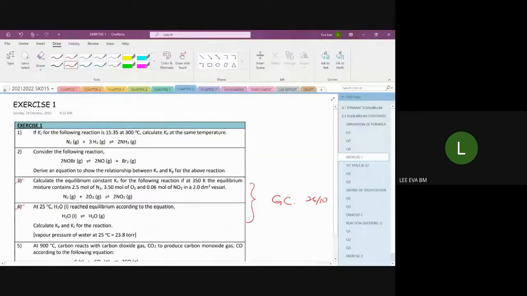Okay, lepas tu madam nak proceed kepada example yang seterusnya. Yang tadi simple kan soalan dia. Okay, now we increase the difficulty a little bit. Dah catat ke? 3, 4 GC? Okay.